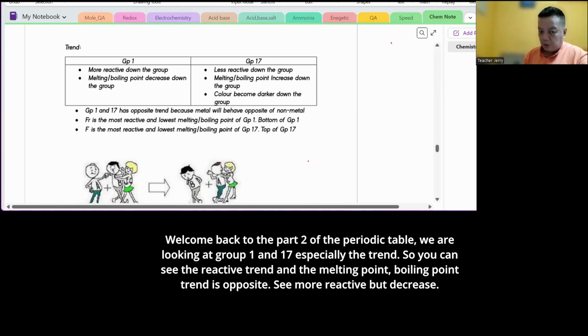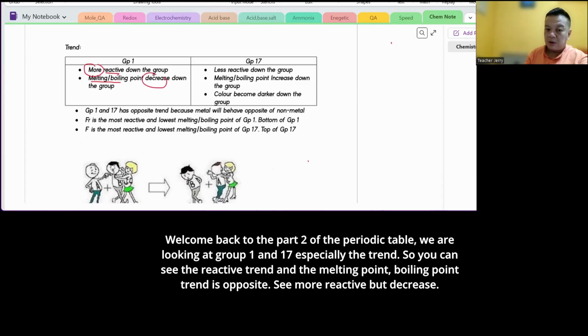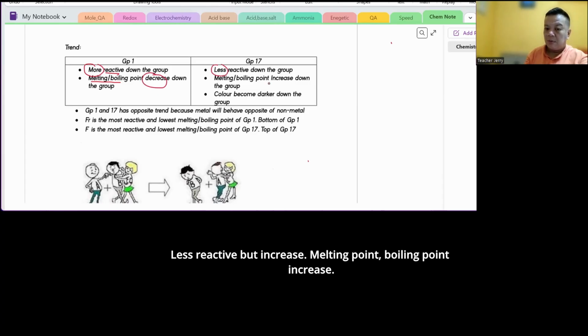Welcome back to part two of the periodic table. We are looking at group 1 and 17, especially the trend. You can see that the reactivity trend and the melting point, boiling point trend are opposite. Is it more reactive going down? Is it less reactive going up? Melting point, boiling point increase.